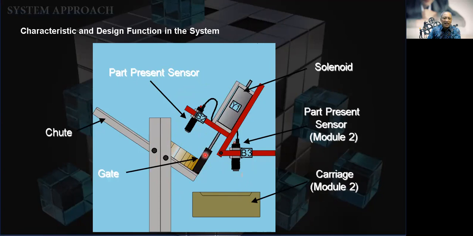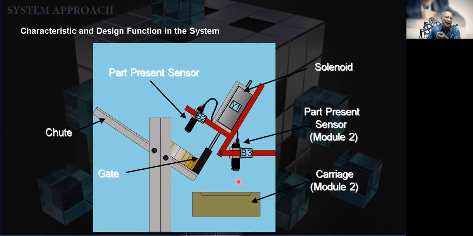Okay, so this is the gate. The gate is being closed or opened by this solenoid. So that is the purpose of the solenoid. Actually, when the part comes here, the part sensor will check it. Is it the right gear? Is it the right component? Then if it is the right component, it will be accepted.